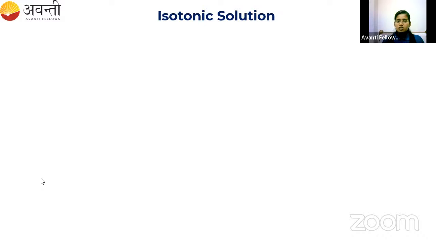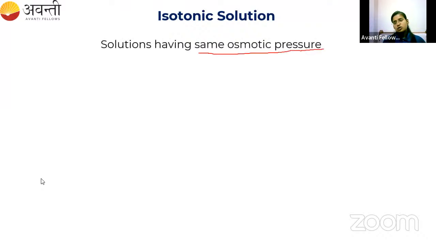In the next slide, I'm going to talk about isotonic solution. What does iso mean? Can anyone give me the meaning of iso? Yeah, same. Isotonic solution means something is going to be the same. So what is that something? That something is osmotic pressure. Solutions having the same osmotic pressure are called isotonic solutions.